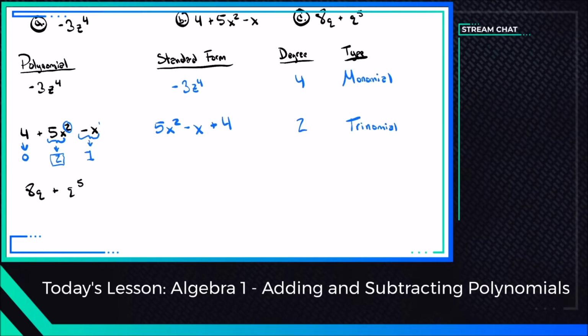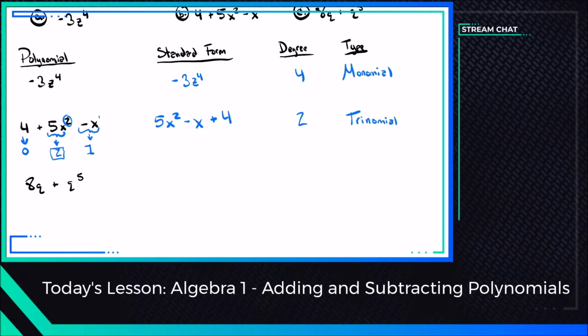All right, let's do this last problem. This first term only has one q, so it has a degree of 1. This last one has q to the 5th, and so that's going to be a degree of 5. 5 is greater than 1, so we will write our q to the 5th first, and follow that by our 8q. The largest degree is the degree of the entire polynomial, so that's going to be a 5. And because there's only 2 terms, that's going to be a binomial.